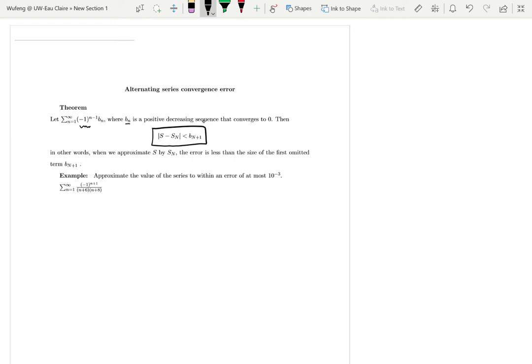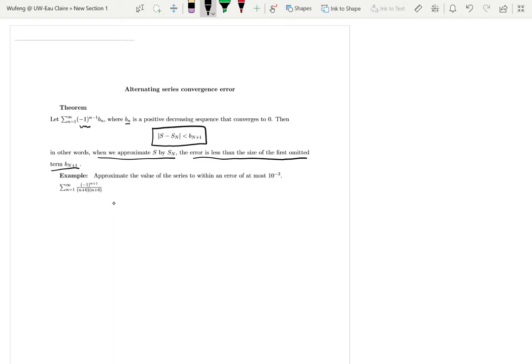Bn is a positive term. In other words, when we approximate S by Sn, the error is less than the size of the first omitted term, Bn plus 1. Let's look at an example. Approximate the value of the series within an error of at most 10 to the negative 3. Okay, so the series is the sum from n equals 1 to infinity of negative 1 to the power n plus 1, over n plus 6 times n plus 8.